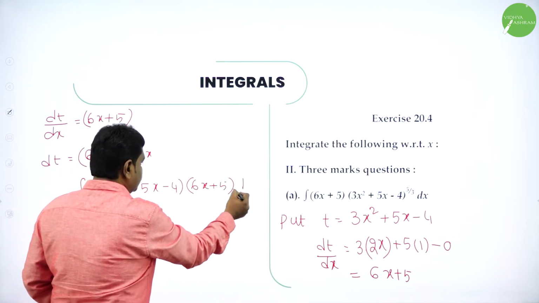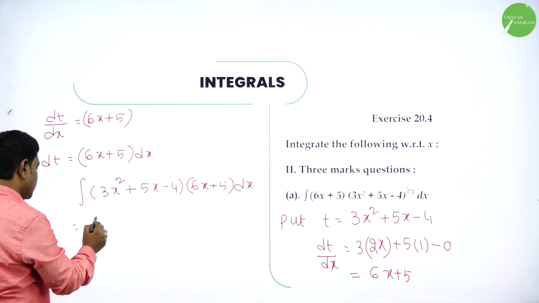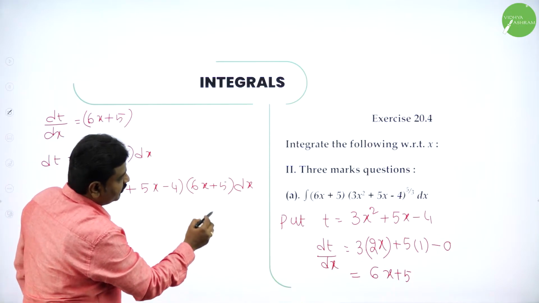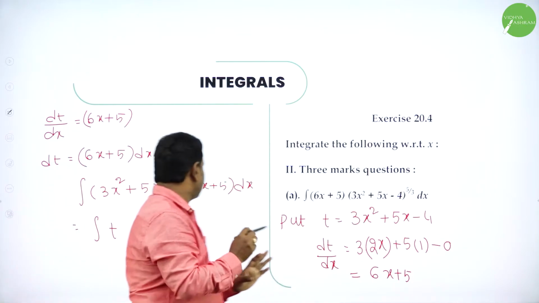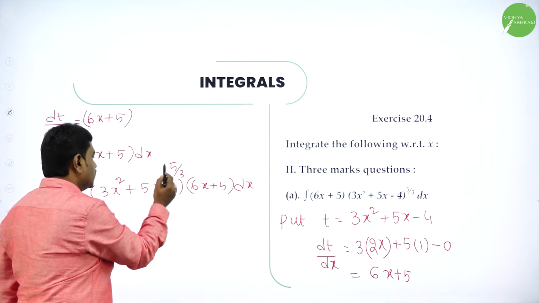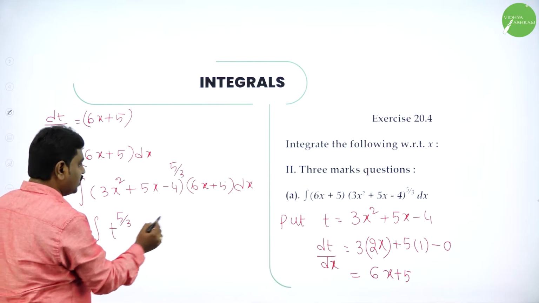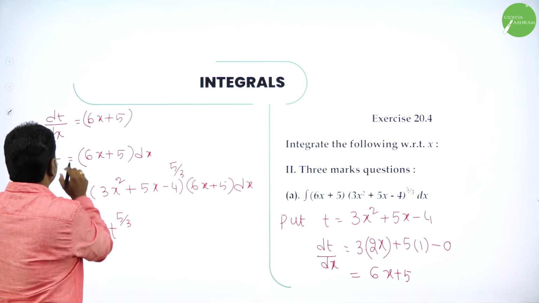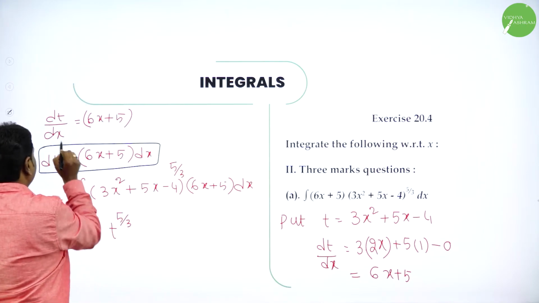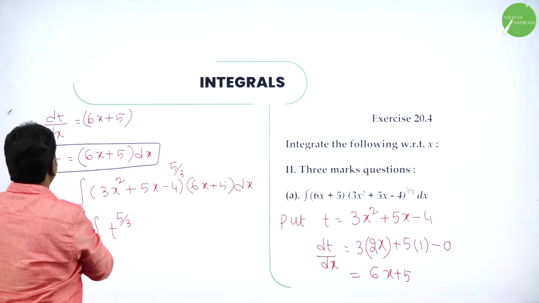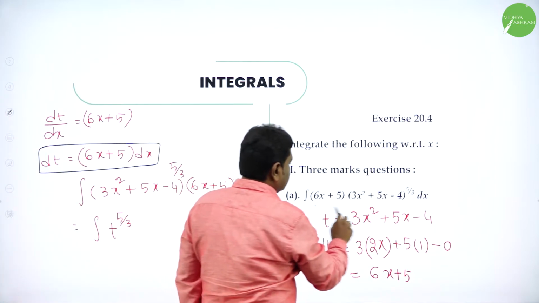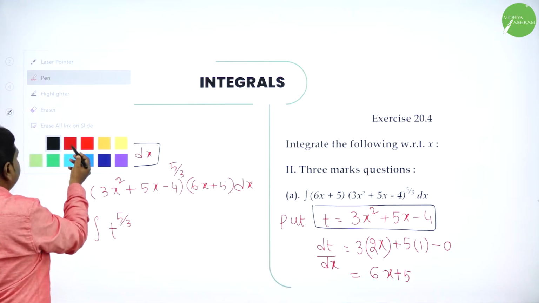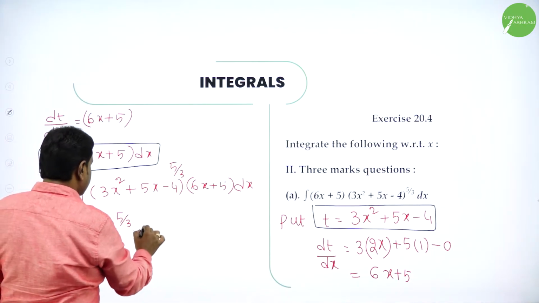Now substitute this. If you substitute, it will become integral of t power, this is what is given, 5 by 3. They gave power 5 by 3. So let it be 5 by 3. So now that will become t power 5 by 3 and 6x plus 5 dx. So you can see here we got 6x plus 5. What we got? 6x plus 5 dx is dt. And what is t? 3x square plus 5x minus 4, take it as t. So now substitute them. So this will become dt.